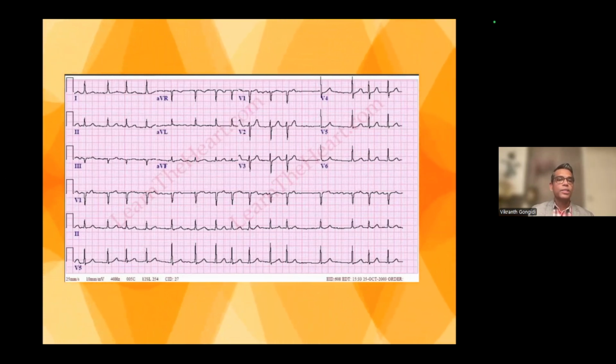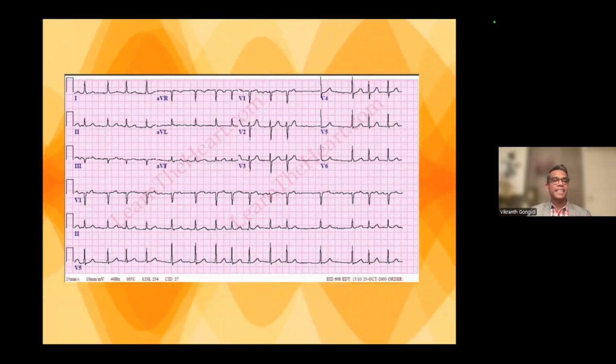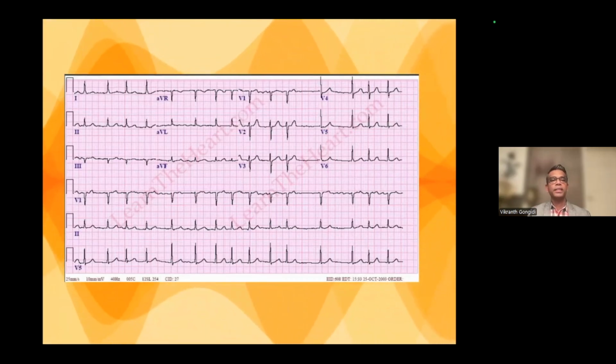If you look to the left of the picture, you see what looks like a tombstone. That's what I mean by the voltage. By standard, those are set to 2 boxes or 10. And in this case, it's both of them, so the limb leads and the chest leads are at standard level.